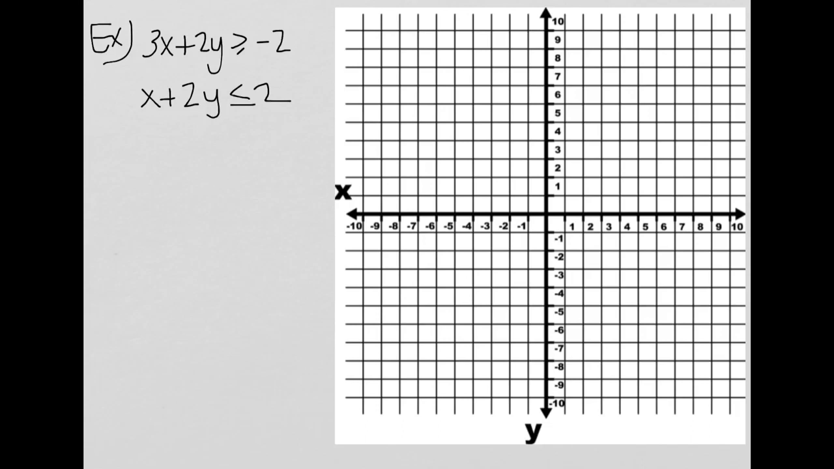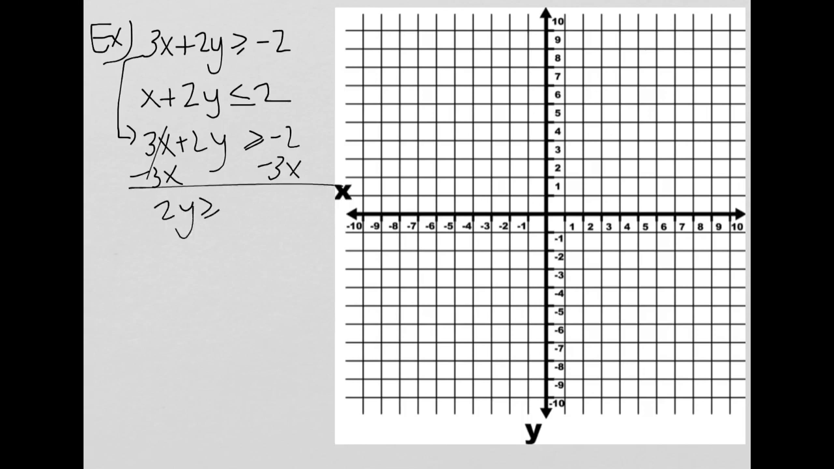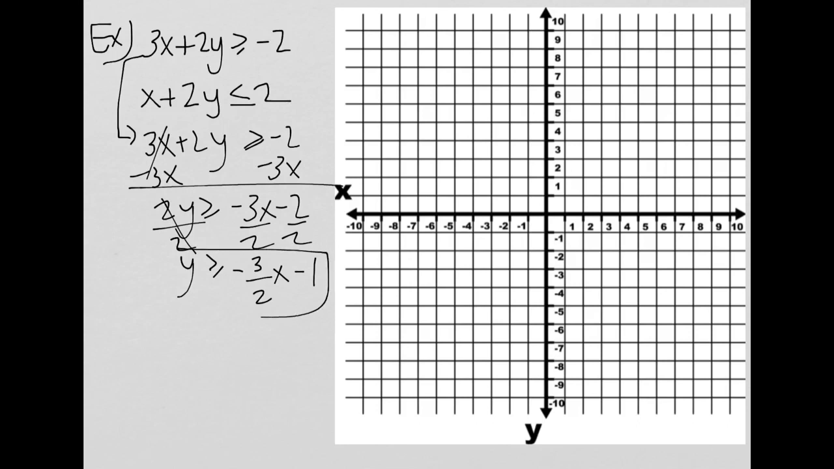So we need to rearrange this first one. 3x plus 2y greater than or equal to -2. I'm going to subtract 3x. 2y is greater than or equal to -3x minus 2, divided by 2. And if you're not knowing how I'm doing this, go back and watch the video on how to solve equations. Alright, so there's one equation.